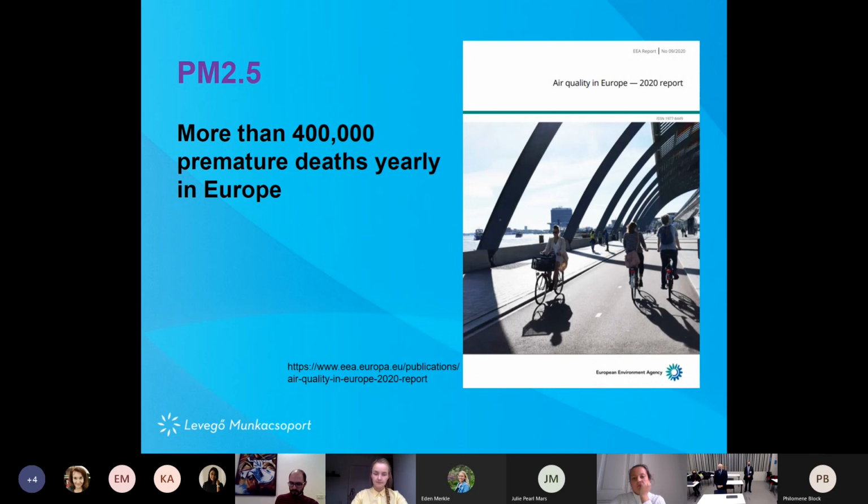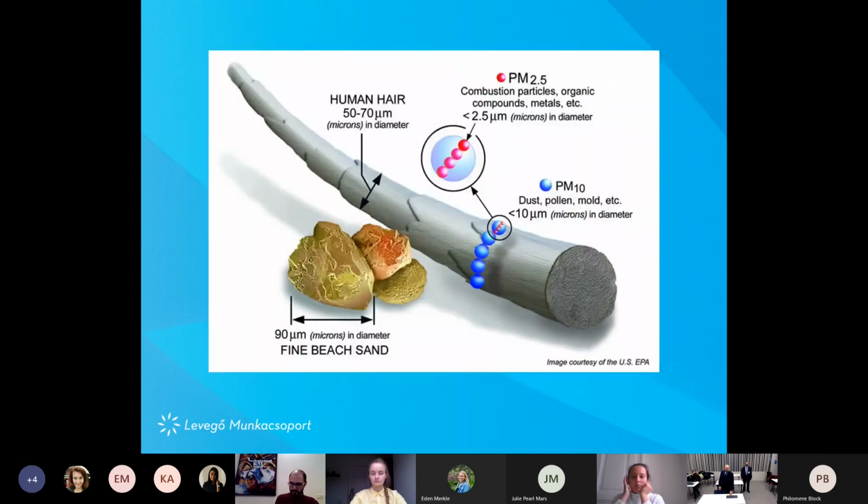Another environmental problem is air quality. Transport emits a lot of harmful substances. I will not go into details; I will just speak about what is considered the most important, which is particulate matter. More than 400,000 people die prematurely in Europe because of PM 2.5. But what is this PM 2.5? And what is particulate matter?